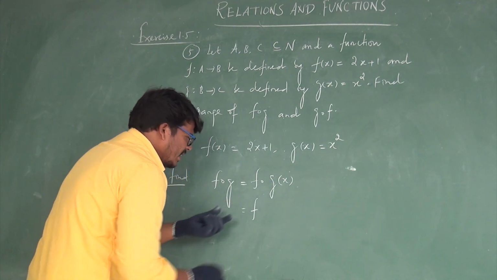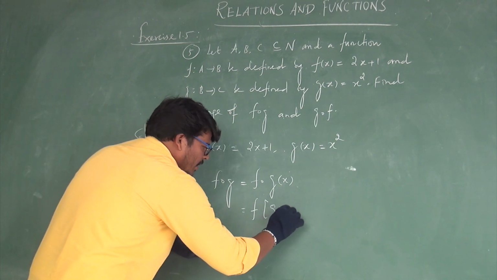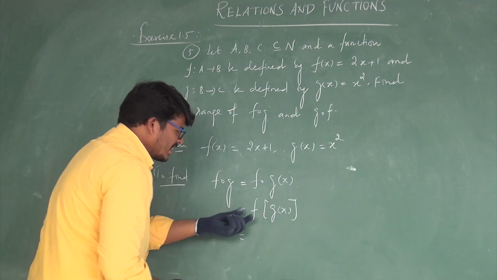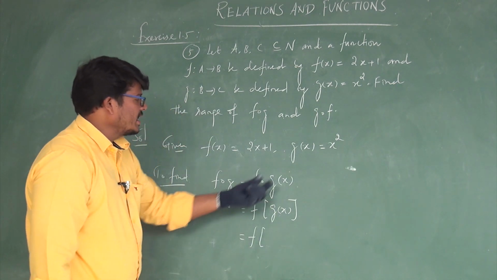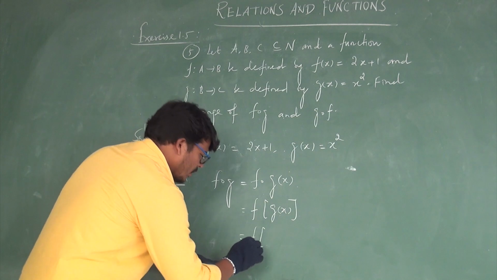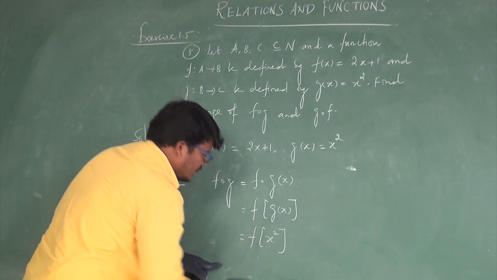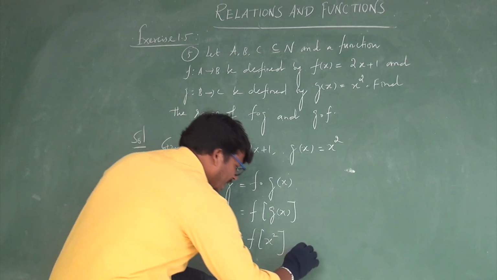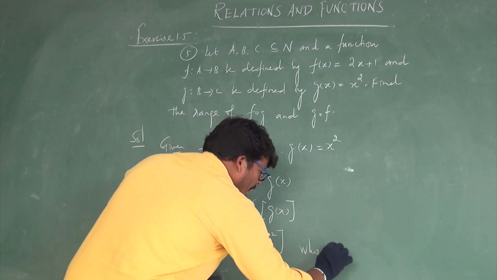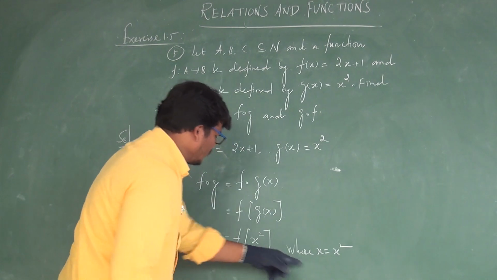Now we can write f of g of x. That is, the function is f of g of x. Here g of x value is x square. Now substitute the value, f of x square. The entire function is f of x, where x is equal to x square. Substitute in f of x.